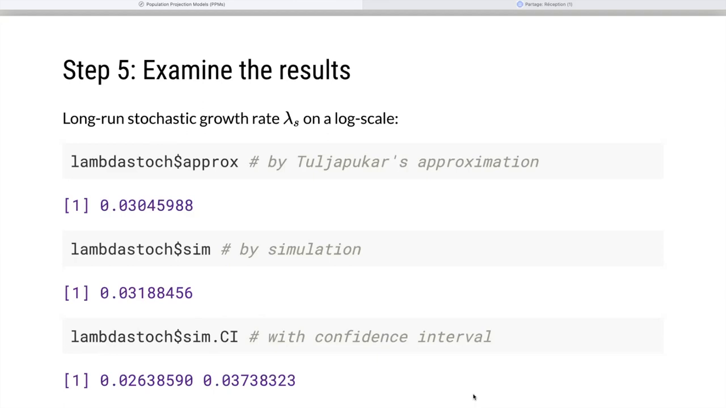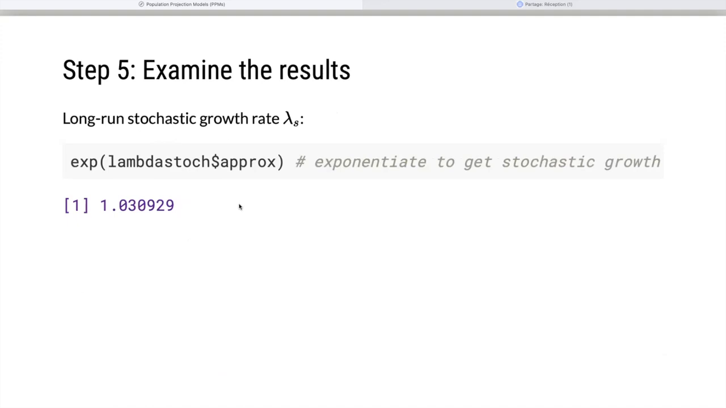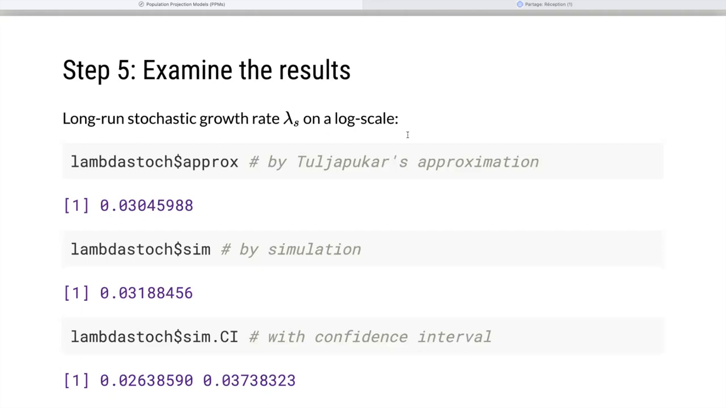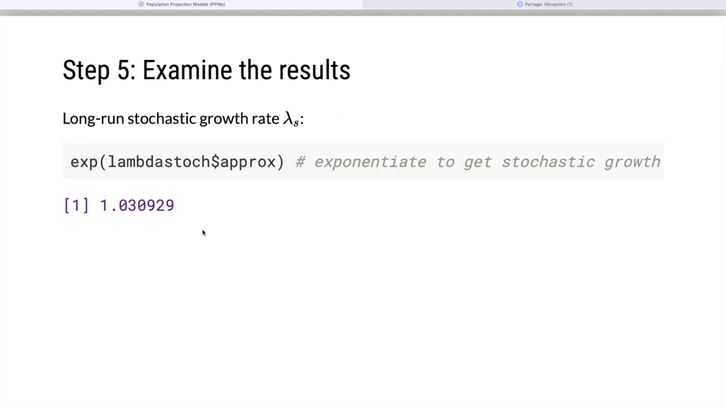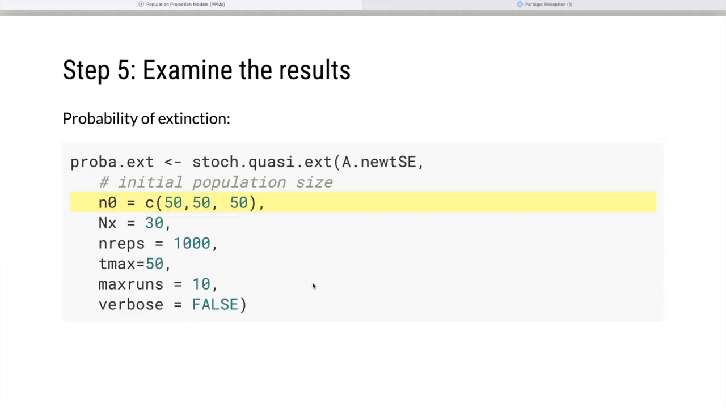So if we exponentiate this value, we get the lambda. Okay, so that was log of lambda, on the log scale. I didn't say it, sorry. So if we apply the exponential, we get a long run stochastic growth rate of 1.03, which means that on average, the population is growing. However, it doesn't prevent many populations from going extinct. So we want to calculate the probability of extinction. And that's really what we're interested in in this case.